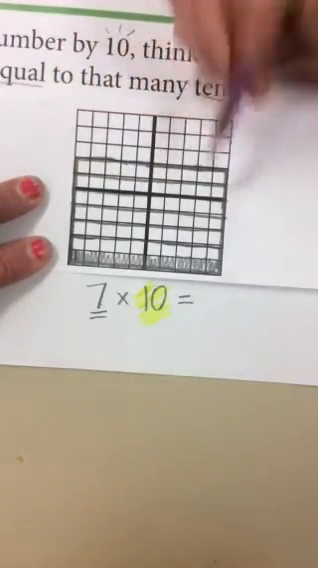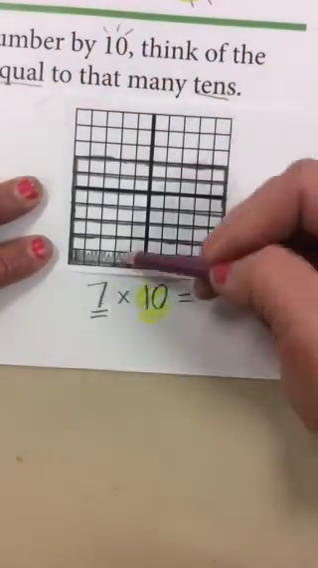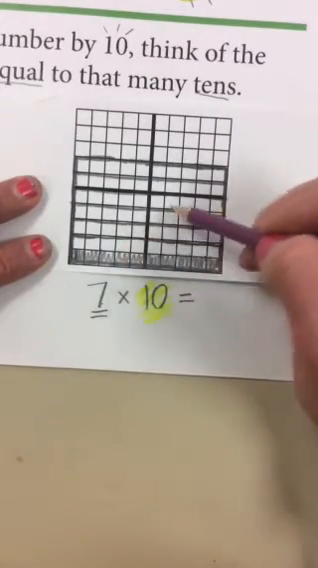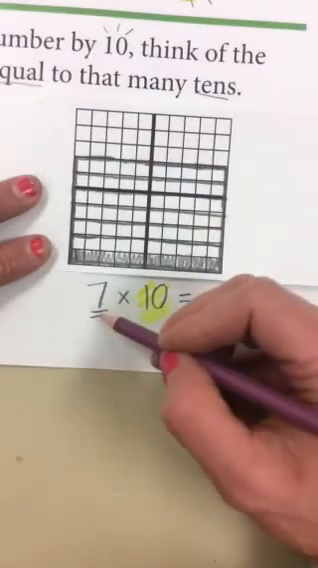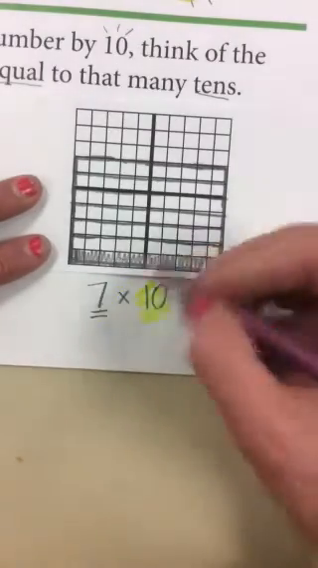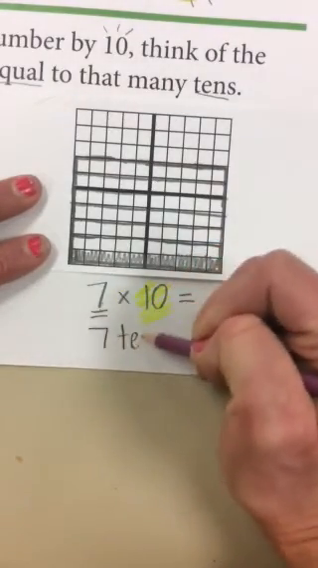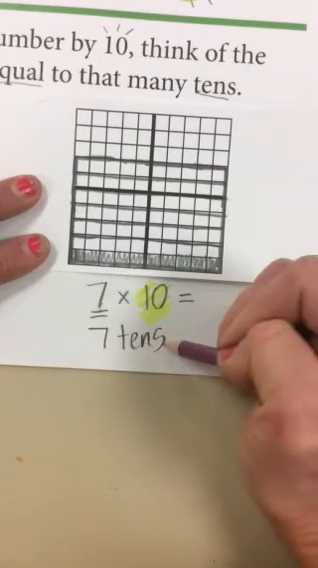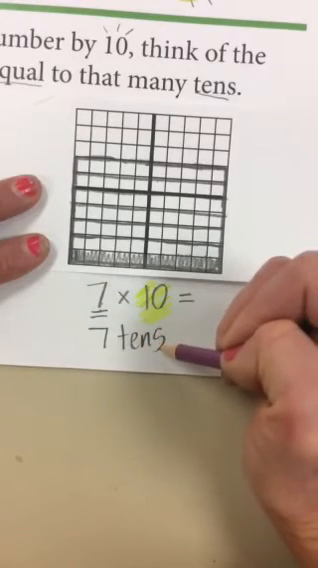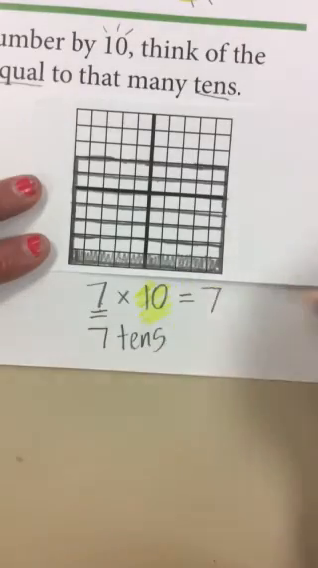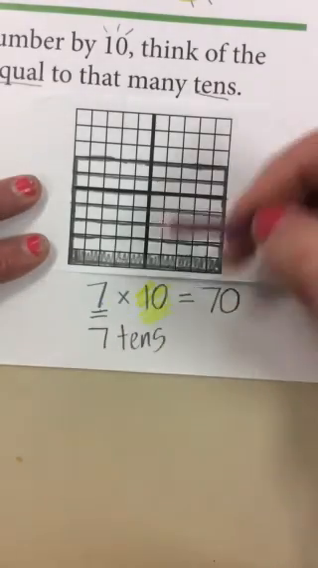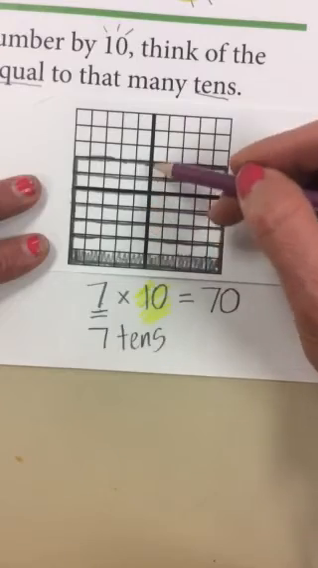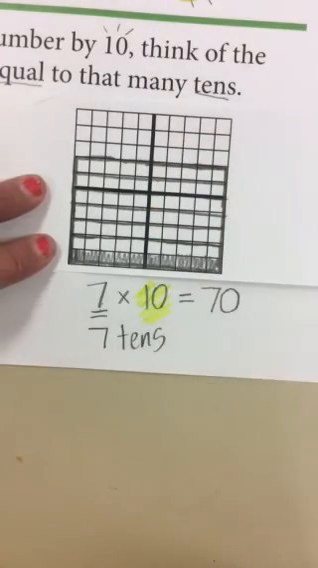I wonder how many 10s there are. There's 1 10, 2 10s, 3 10s, 4 10s, 5 10s, 6 10s, 7 10s. Oh, 7 10s. Oh, that's so cool. This is the same as 7 10s. And we know 7 10s is the same as what number? Not just 7, but 70. 7 10s is 70. 10, 20, 30, 40, 50, 60, 70 squares. Awesome.